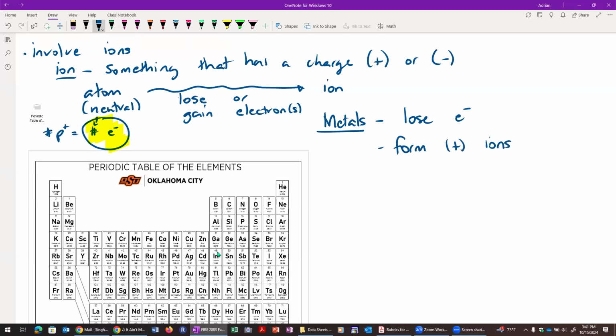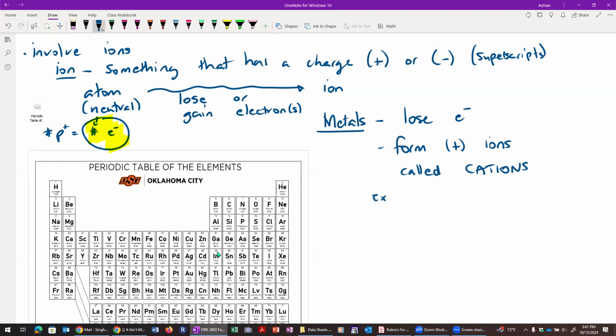And we call these positive ions cations. That's how you pronounce that word, cation. So cations have positive charges. And we represent these charges as superscripts. Okay, we'll show you some examples here in a second. So for instance, we'll do it right now, actually.